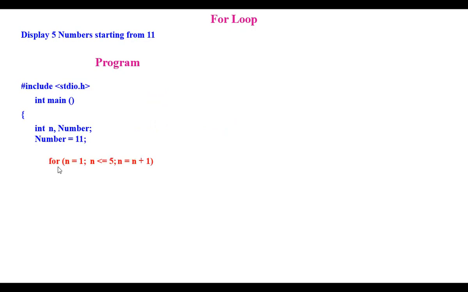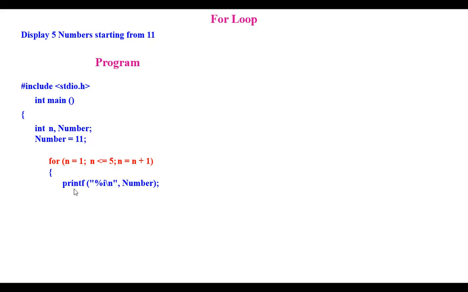Next, we write the for loop. Here, we have 3 parameters. One is the initialization; this n is initialized. And the condition to continue this loop: the loop continues as long as n is less than or equal to 5. In every repetition, the value of n will be incremented by 1. So let's start the loop with curly brackets, and we'll print the number first.